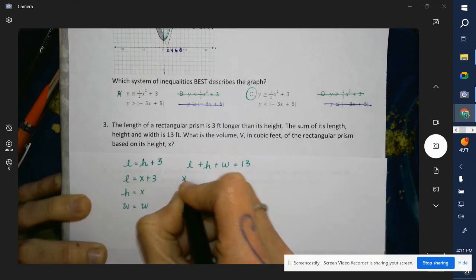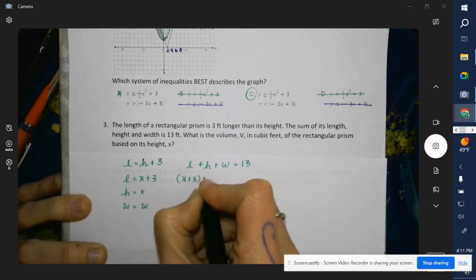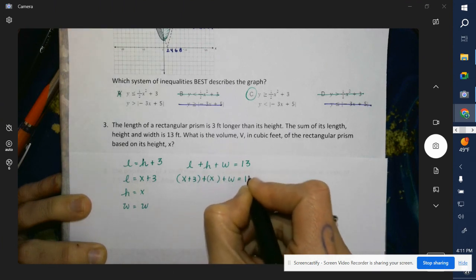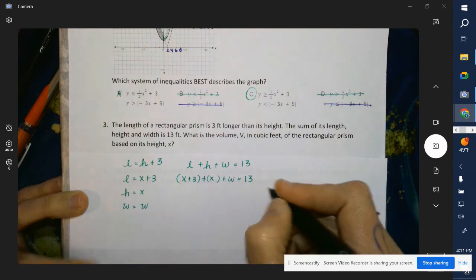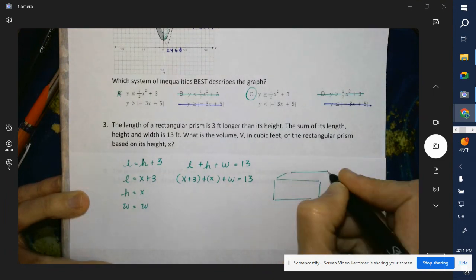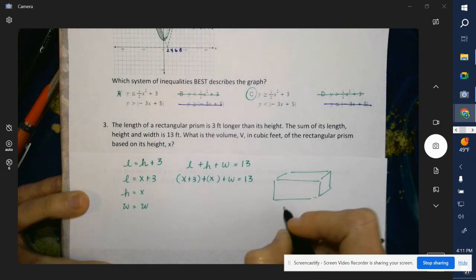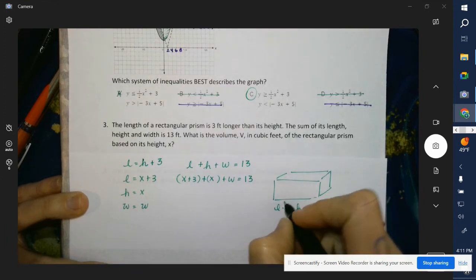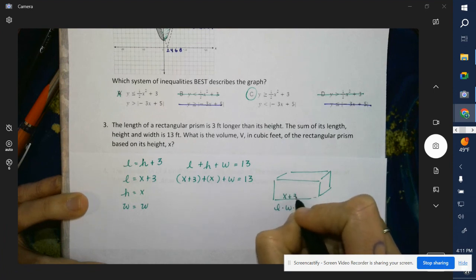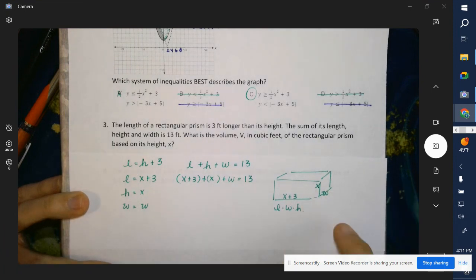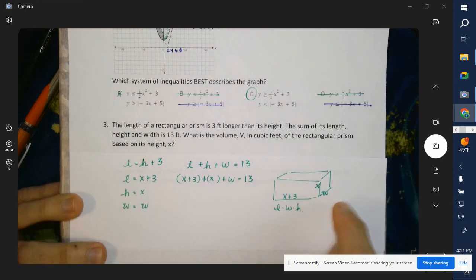So our length is x plus 3. We're going to add that to our height, which we're going to use an x, and we're going to add that to the width equals 13. We need to know what the width is because, again, it depends on which way you decide to draw this prism. Remember, if it's a rectangular prism, to solve for volume is just length times width times height. And in this case, our length is x plus 3, our width is unknown, and our height is x. So we're going to multiply these together to get the volume, but we need our width first.